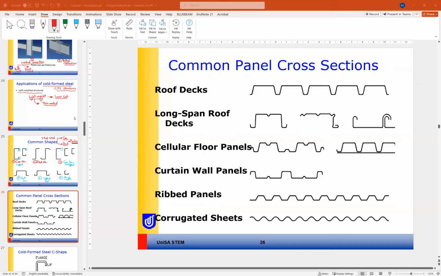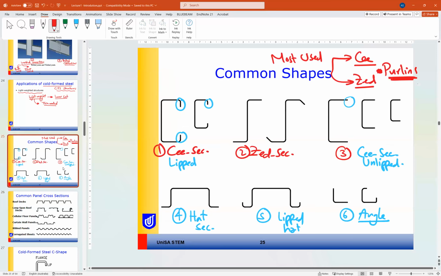Okay, so we come back to the common cross sections. The common cross sections for cold formed steel, as we mentioned, are C section, lipped C section, unlipped C section, and Z sections, and hat section, lipped hat section, and angles.